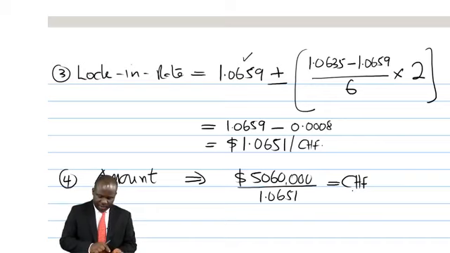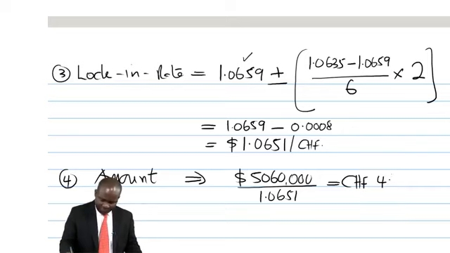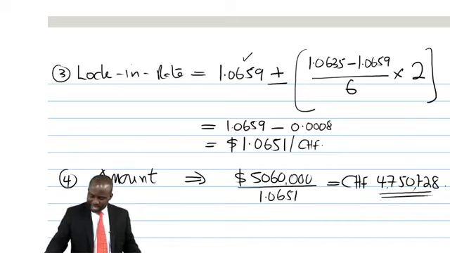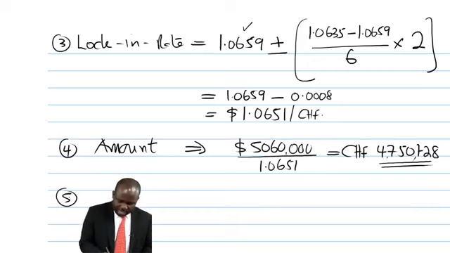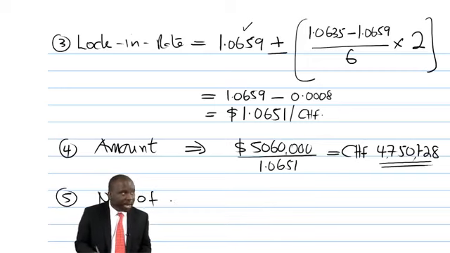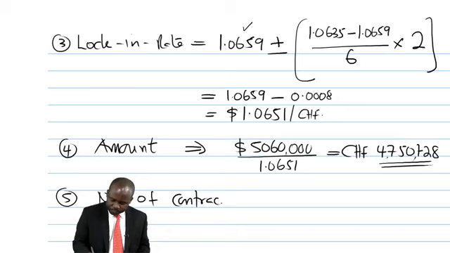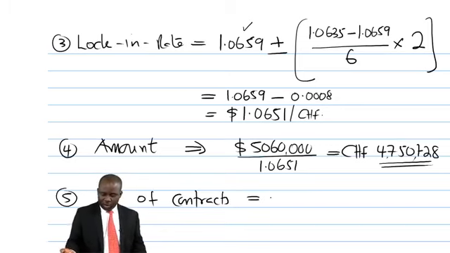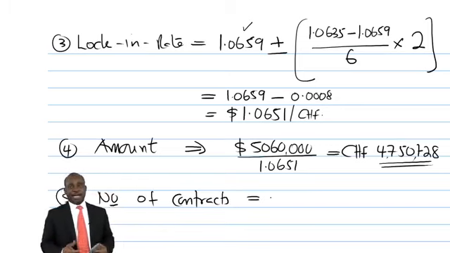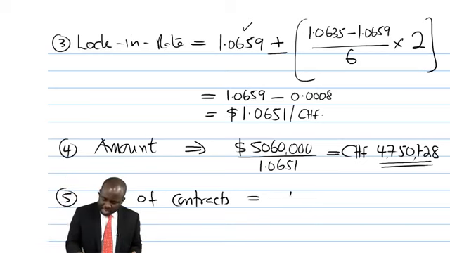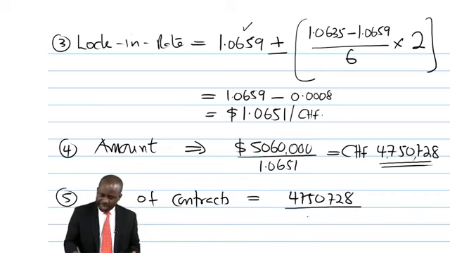Okay, divide by 1.0651, and that is given, is it 4750728. Okay, so this is the CHF, and then what will be the number of contracts? Number of contracts, and the number of contracts obviously is the amount divided by the contract size. So the amount here is 4750728 divided by the contract size, which is 125,000.